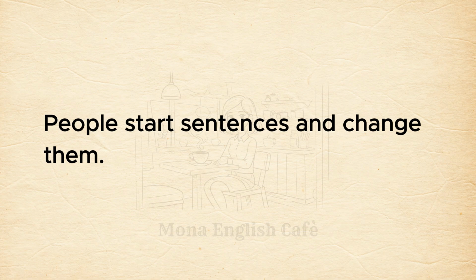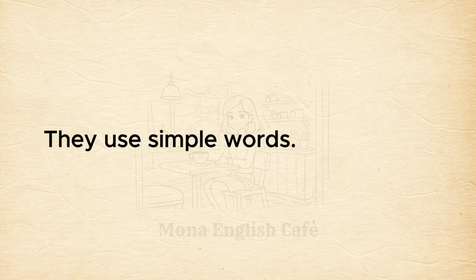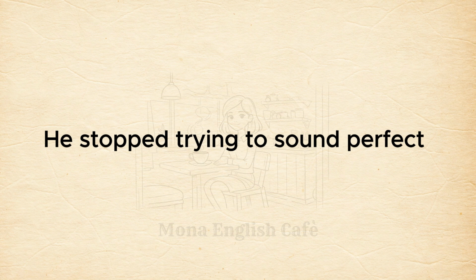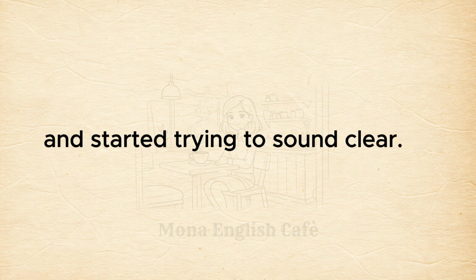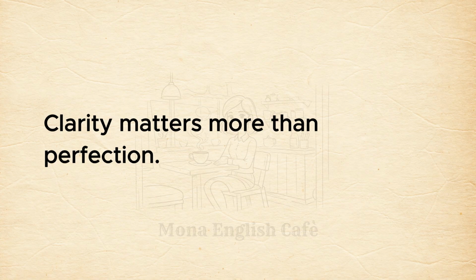People start sentences and change them. They pause, they repeat, they explain again, they use simple words, they ask questions. Once Daniel accepted this, he felt less pressure. He stopped trying to sound perfect and started trying to sound clear. That is the right goal. Clarity matters more than perfection.